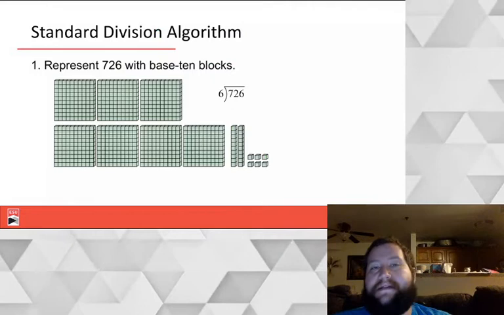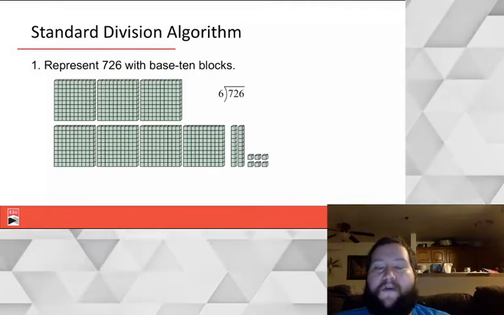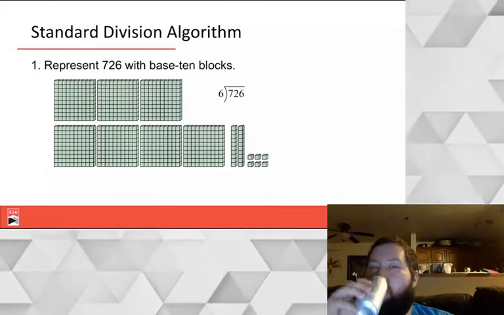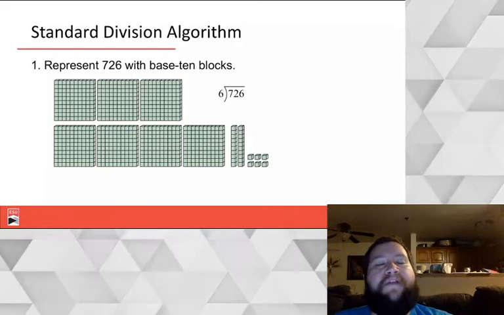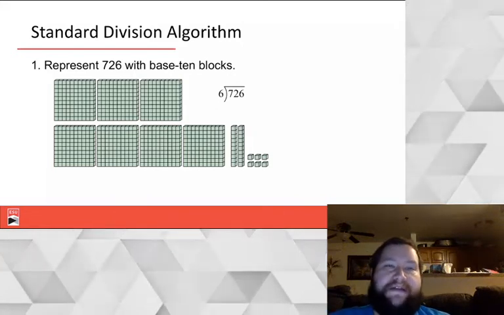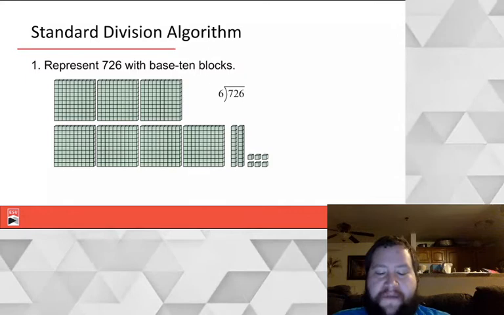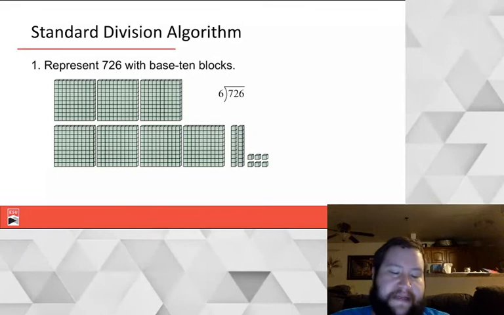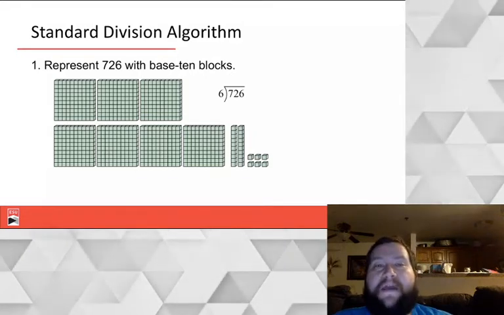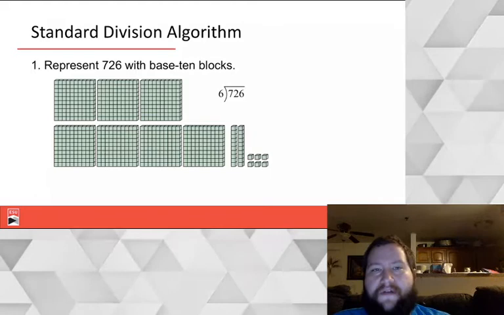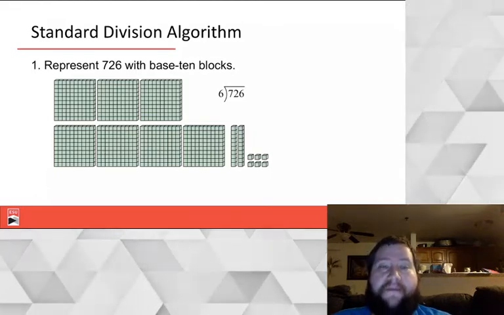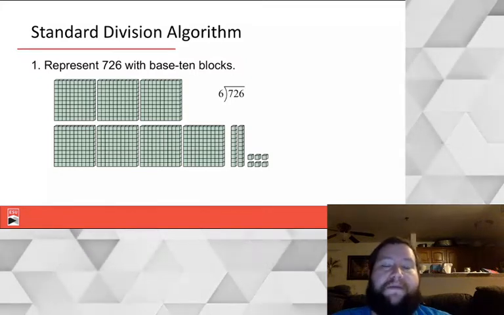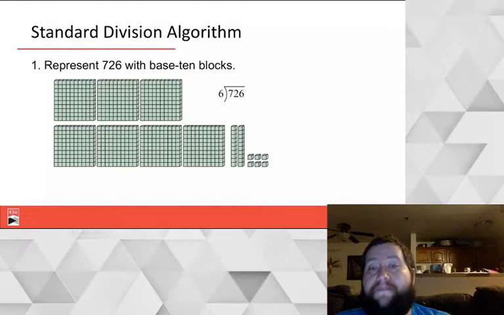And now the standard division algorithm. How do we begin to motivate how this works? So if we look at the question, what is 726 divided by 6? It says represent 726 with base 10 blocks. And this is something that you're going to do when you're first introducing multi-digit division. This isn't how you're going to work out a problem, but rather how you really reinforce the connection between the algorithm and place value.